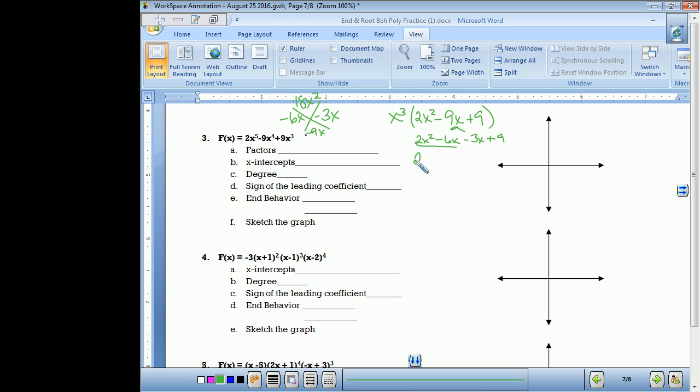And then we're going to group. So a 2x comes out. It leaves me with x minus 3. We want x minus 3, so we pull out the negative 3. So that gives us x minus 3 times 2x minus 3. But we can't forget the GCF that came out to start with. So when I list all of my factors, it's x cubed times x minus 3 times 2x minus 3.